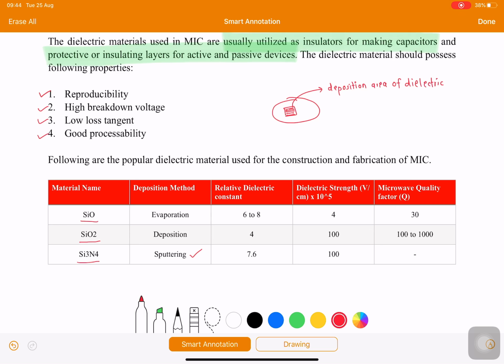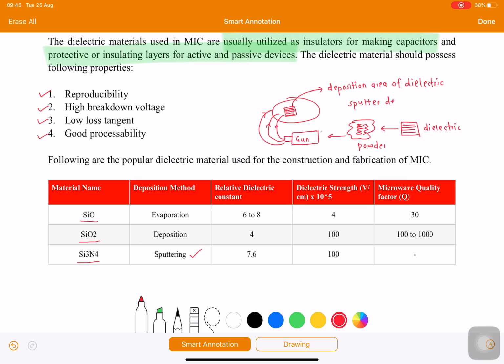In sputter type of deposition, we take a dielectric material. Let us say this is a dielectric material. This dielectric material is first converted into powder form, and this powder is filled into a device called a gun. This gun is then used to fire this powder over the surface where we want to deposit the dielectric material. This particular process we call the sputter deposition technique.